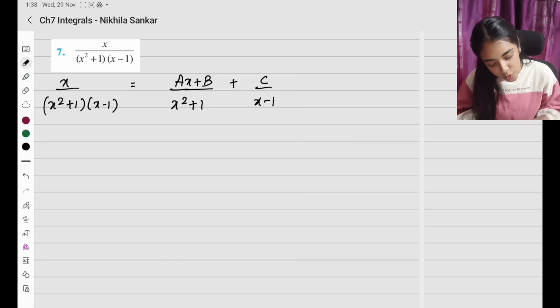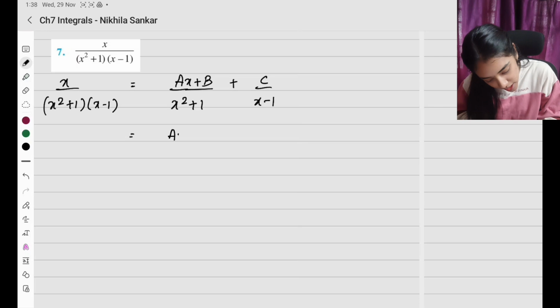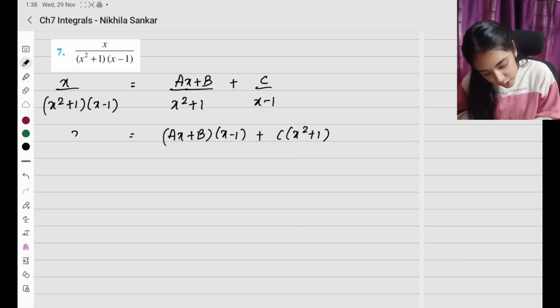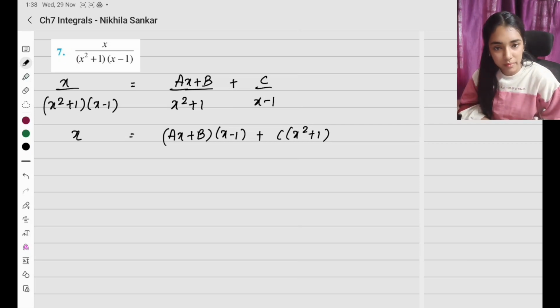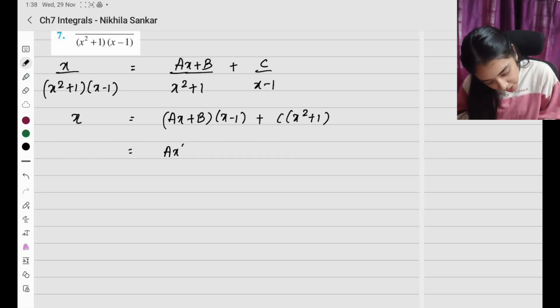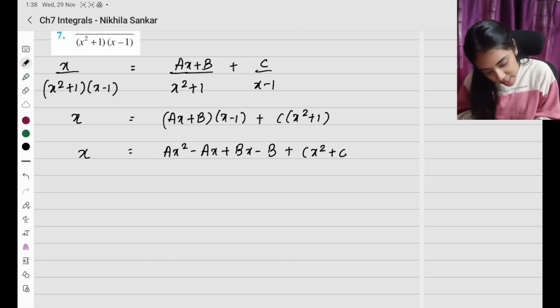First, let us find the a, b, c values. So I have ax plus b times what is missing? X minus 1 plus c into x square plus 1. The denominators are equal, so directly I am going to equate. I am finding the LCM. I am going to equate. So what do I have? When I open the bracket, I have ax square minus ax plus bx minus b plus cx square plus c. On the other side I have x.